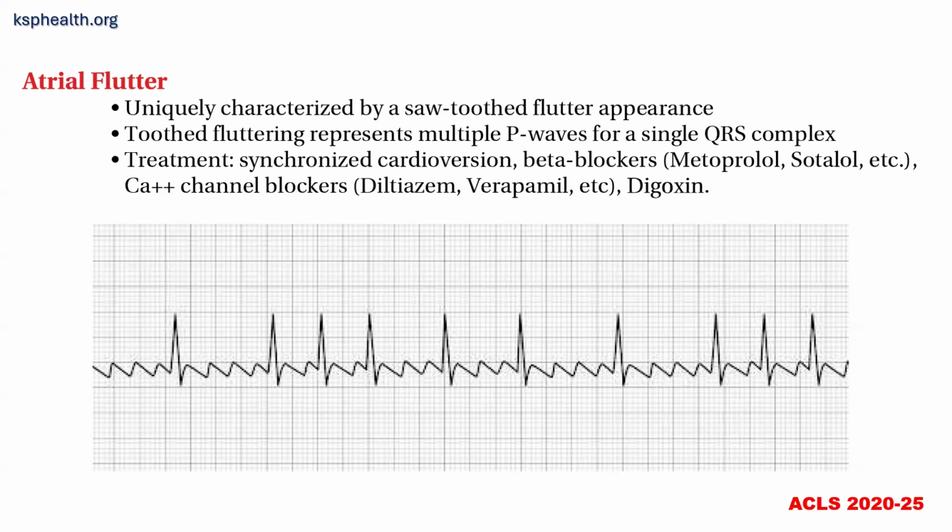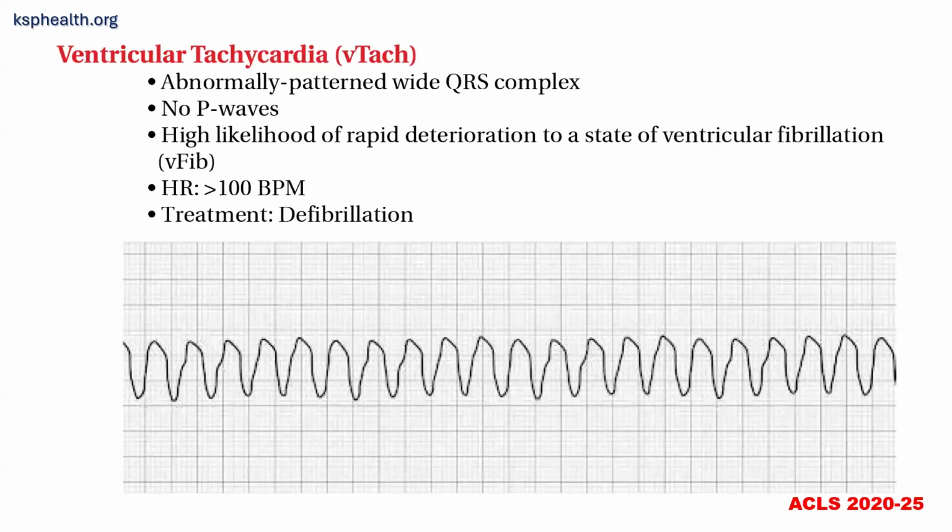verapamil, or digoxin. Ventricular tachycardia. Oftentimes you see it in unconscious patients. Abnormally patterned wide QRS complex. No P waves. Purely it is QRS complex. High likelihood of rapid deterioration to a state of ventricular fibrillation. Very important: when you see VTAC, act immediately. The heart rate is often more than 100 beats per minute. Treat with defibrillation.